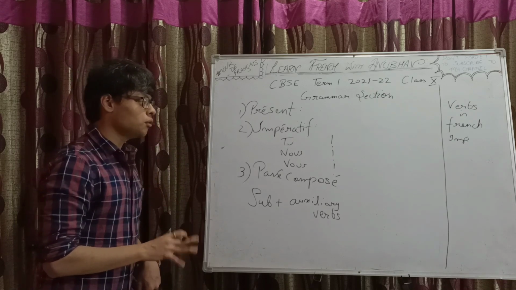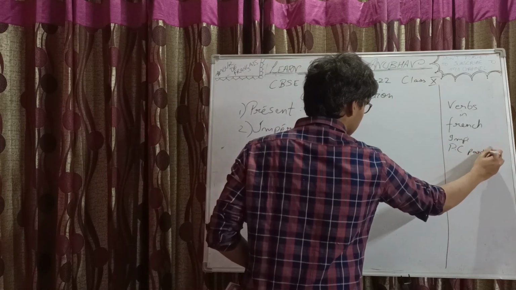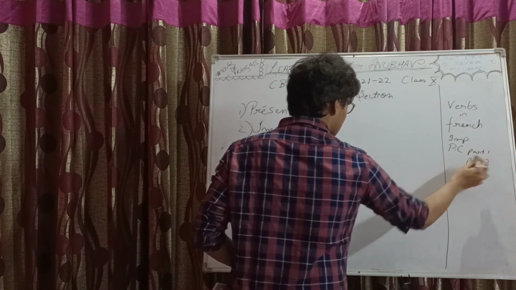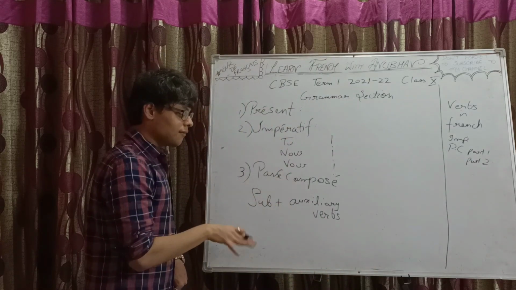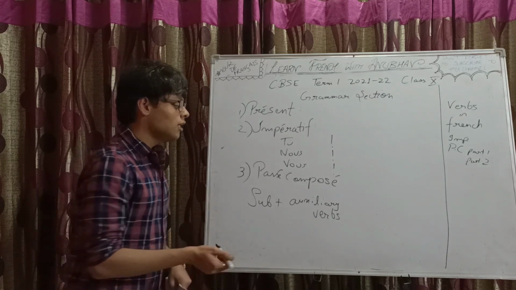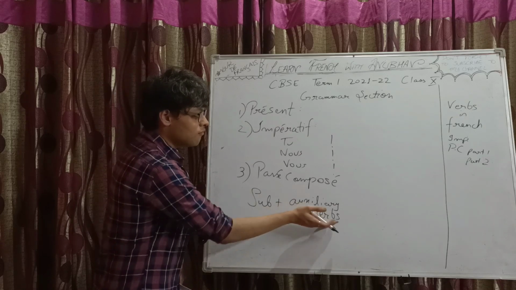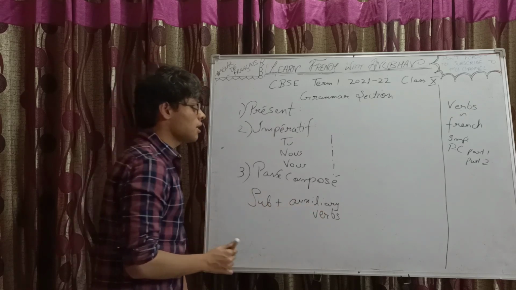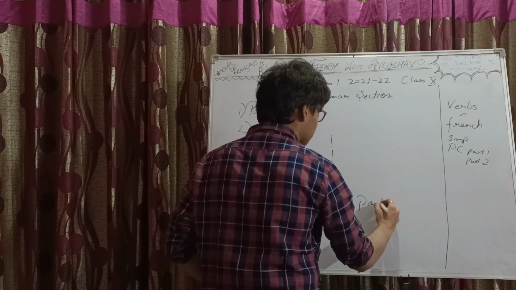So again, passé composé part 1, part 2. And all the remaining verbs which do not have être as their auxiliary verb have avoir as their auxiliary verb. So you have the present tense conjugation. To be noted, être or avoir will be conjugated in the present tense. Now after that, you have the past participle.